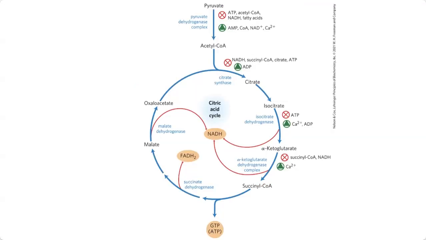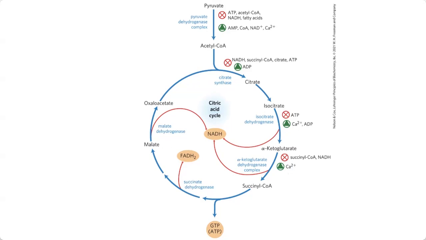So remember, we can have allosteric regulation, where small molecules bind and affect the activity of something. And then we can have covalent regulation, where things like phosphorylation alter the activity of the enzyme. If we look at what is allosterically regulating these enzymes, we can see that a lot of the same things are regulating them. If we look at what's activating them, in the case of our pyruvate dehydrogenase complex, we have AMP, CoA, NAD+, calcium. In citrate synthase, we have ADP. Isocitrate dehydrogenase, we have calcium and ADP. And alpha-ketoglutarate dehydrogenase, we have calcium.